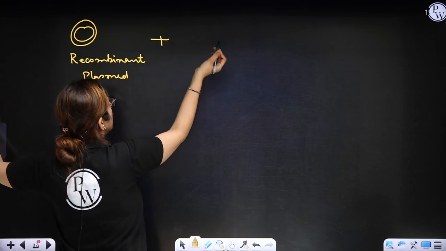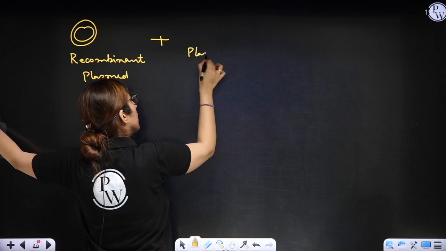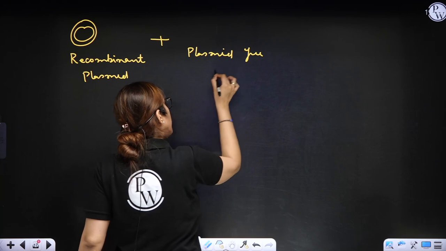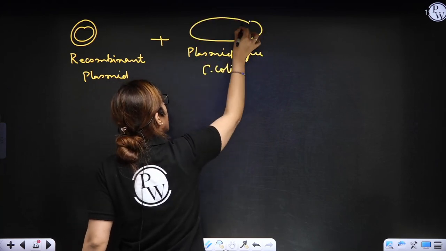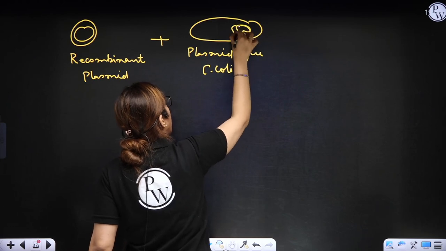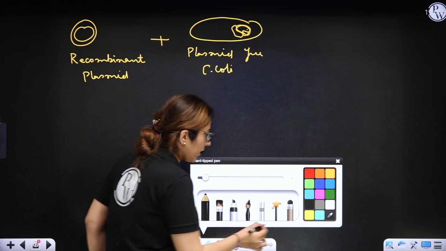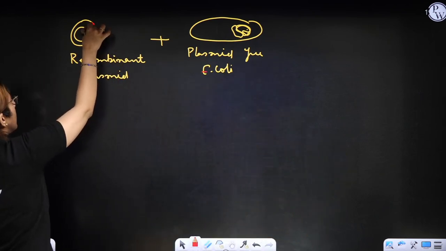Into the plasmid-free E. coli. Let's take this example of plasmid-free E. coli. Now we have this E. coli, and it only has a bacterial chromosome. We are going to introduce a foreign gene, or gene of interest, which earlier I was showing in a red color.